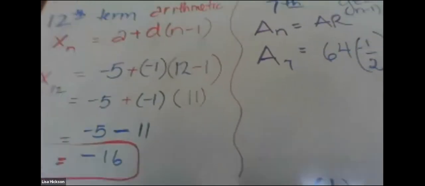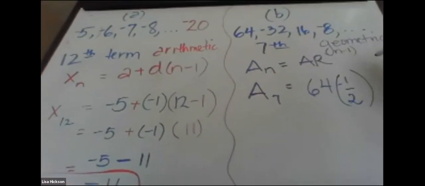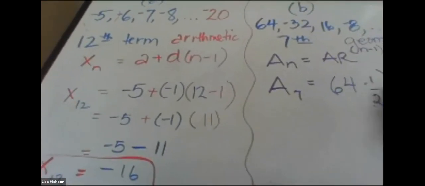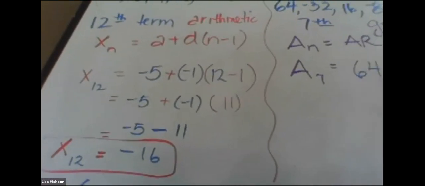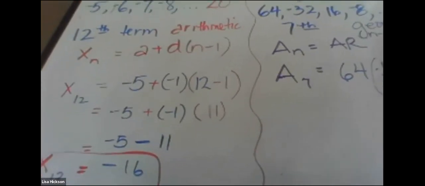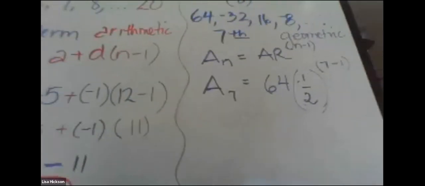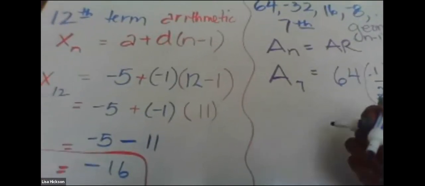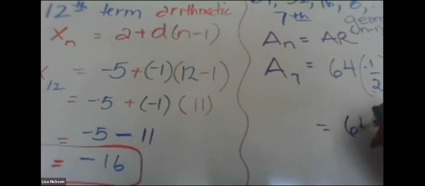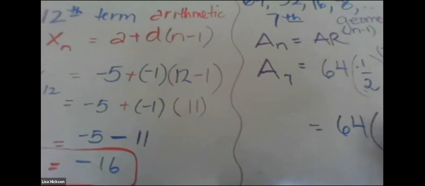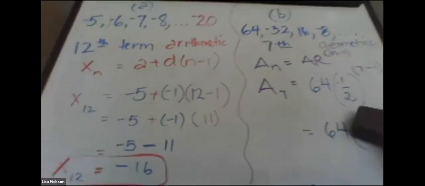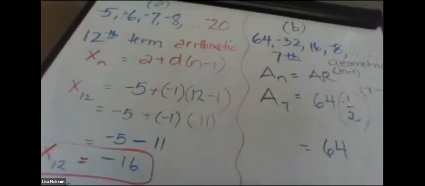Absolutely. Okay, so now let's look at the exponent. So this stays because this is multiplication. All right, so then we got 7 minus 1. All right, so now order of operations. Let's do what's in parentheses first. So we have not used the 64. We have not used the negative 1/2. So we're going to put that in there still.